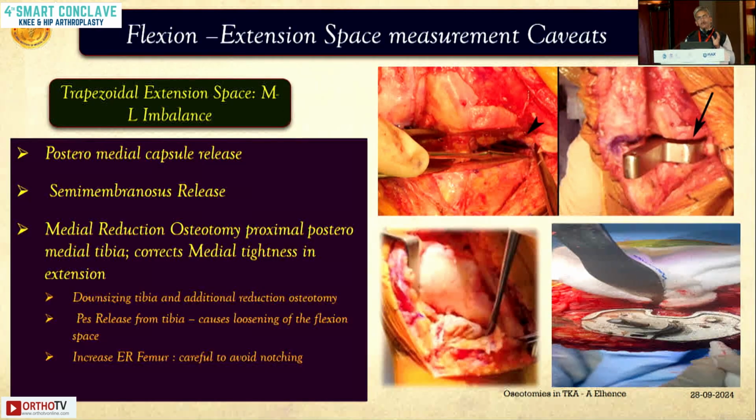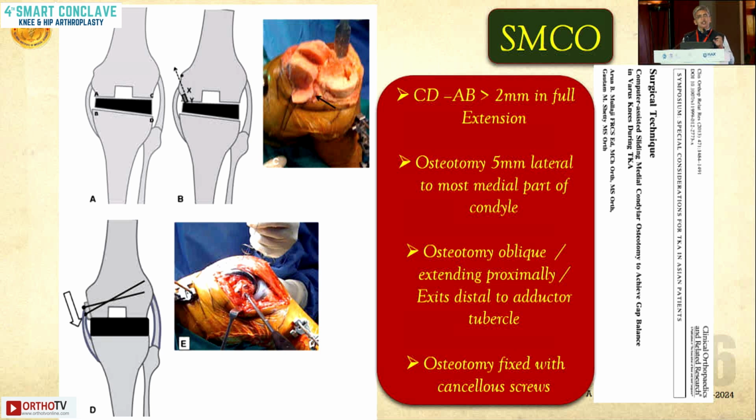So this phenomenon will sometimes still leave behind a medial lateral gap mismatch, and if the mismatch is more than 2 millimeters in full extension, that is where we need to think about a sliding medial condylar osteotomy. The osteotomy is done about 5 millimeters lateral to the most medial part. The osteotomy goes obliquely and proximally, but distal to the adductor tubercle.